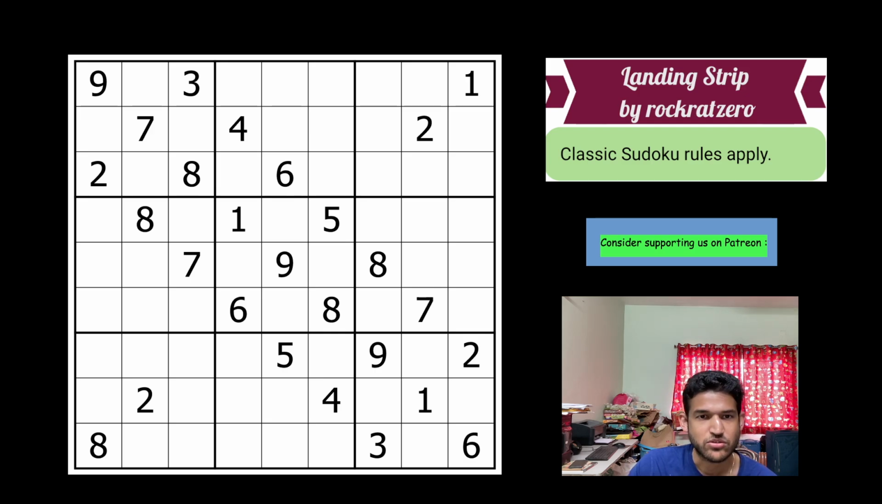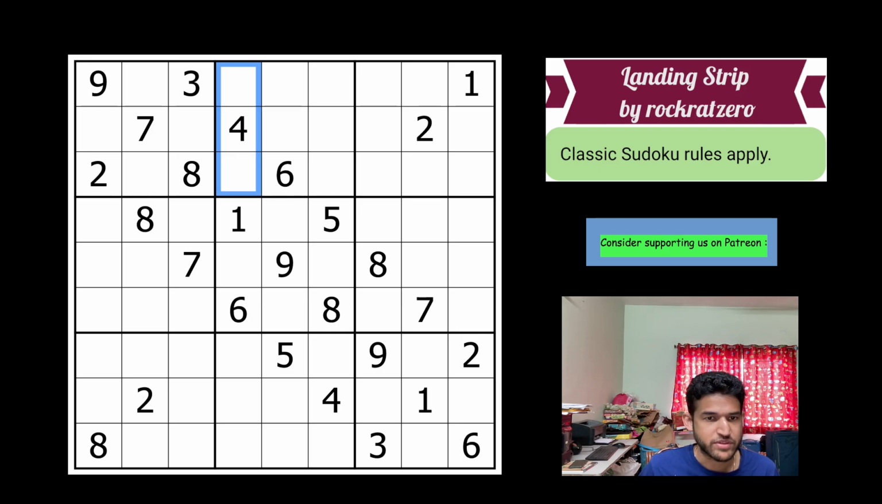Anyway, today's classic has a really nice pattern of givens. As you can see, it's called landing strip, and the author has noted that it is a tough classical Sudoku but may not be a diabolical one. So without much further ado, let's start this wonderful looking classic Sudoku by rockratzero. This is a live solve, so let me see if I can complete this classic.